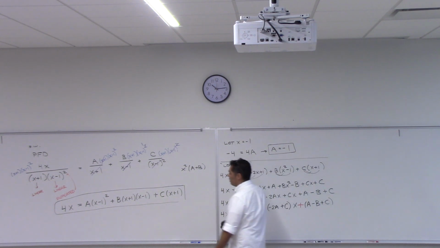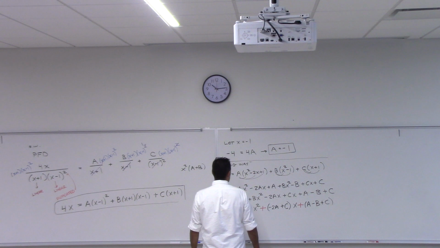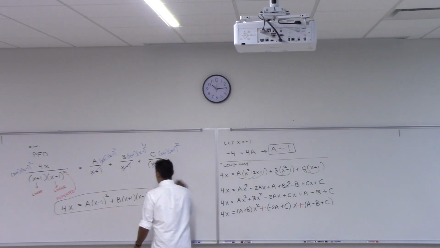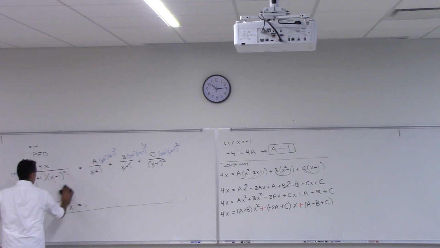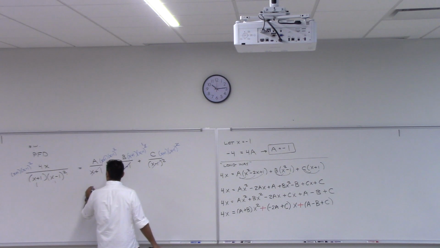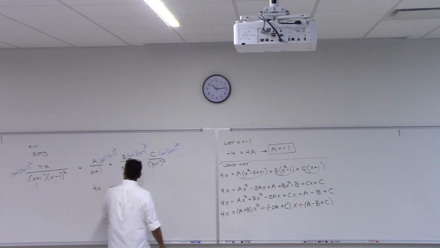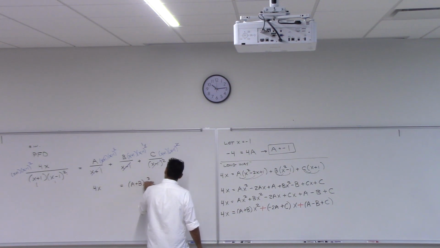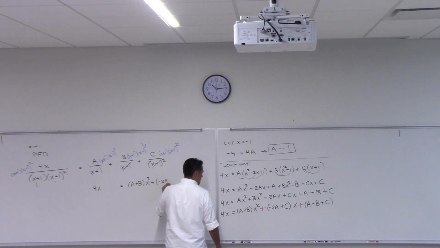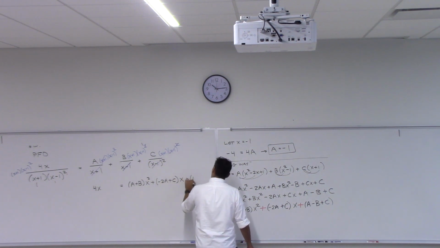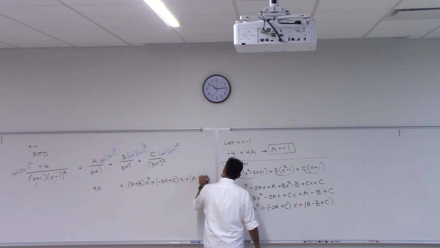So I'm going to come back over, I don't even know where to go anymore now because I feel like I need all of this, but I'm going to have to get rid of at least this. So this equation must be balanced. I'm going to put it right here. 4x must equal, I'm going to leave a space here, (a plus b) x squared plus (negative 2a plus c) x, but then plus a minus b plus c.